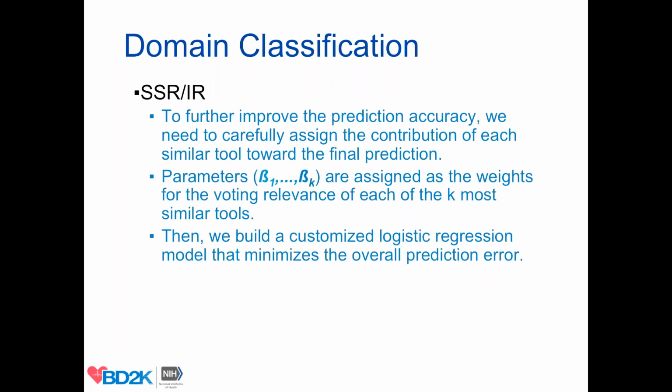To further improve the prediction accuracy, we need to carefully assign the contribution of each similar tool towards the final prediction. Parameters beta 1 to beta k are assigned as weights for the voting relevance of each of the k most similar tools, with k equal to 5 here. Then we build a customized regression model to minimize the overall prediction error.